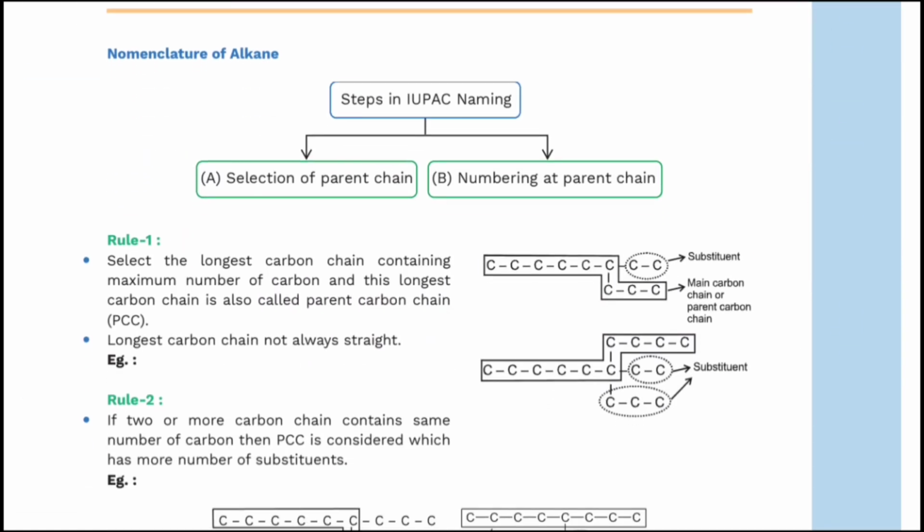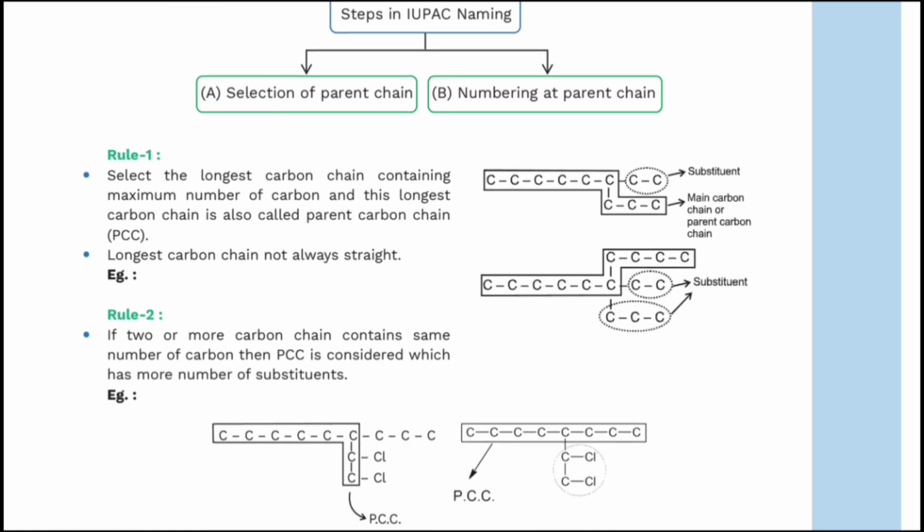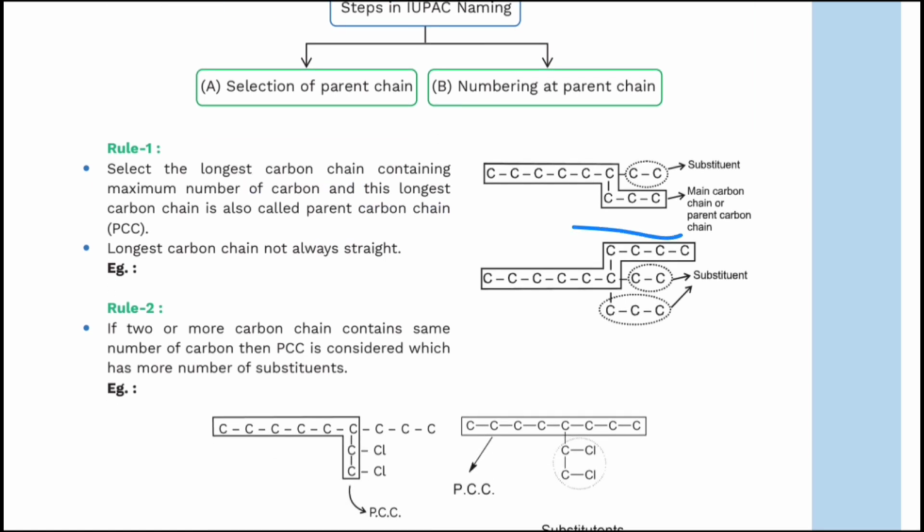Steps in naming by IUPAC: selection of the parent chain, and numbering of the parent chain. Select the longest carbon chain containing the maximum number of carbons, and this longest chain is also the parent carbon chain. The longest carbon chain is not always straight. It may be branched, or curved, or another shape. First you can see here, it may be a straight chain, but here the longest chain is not straight.